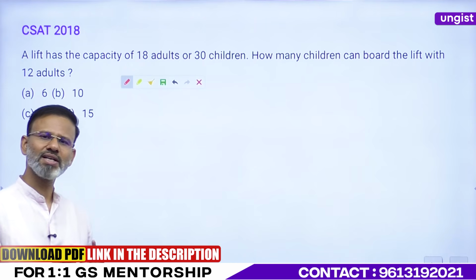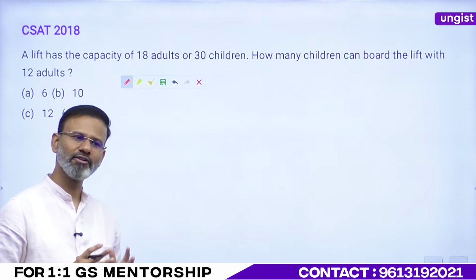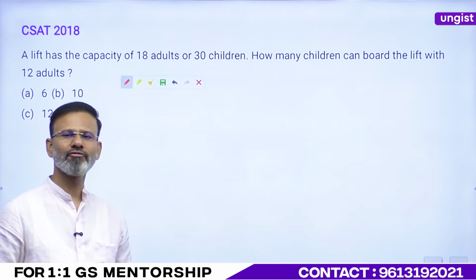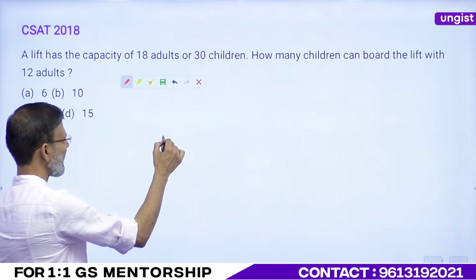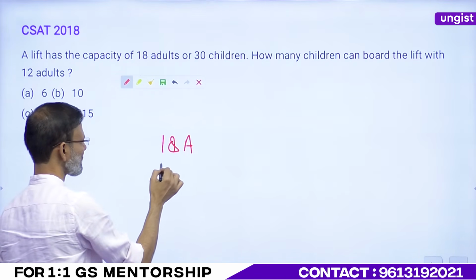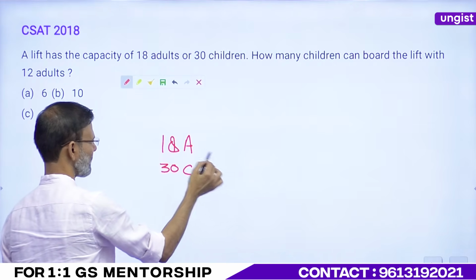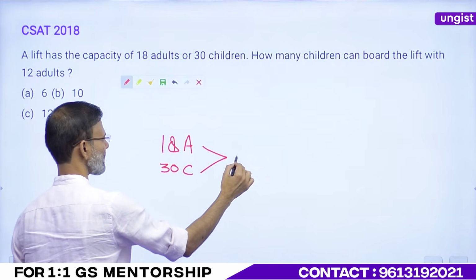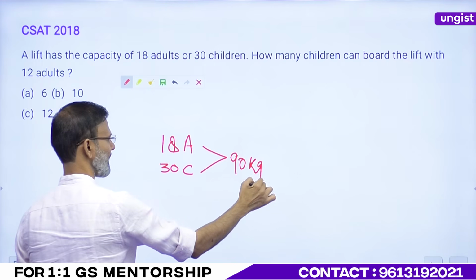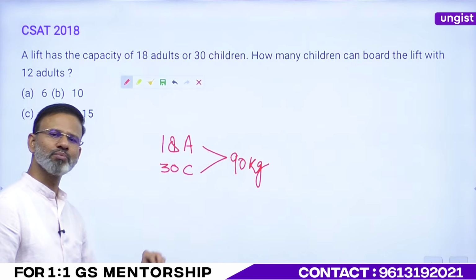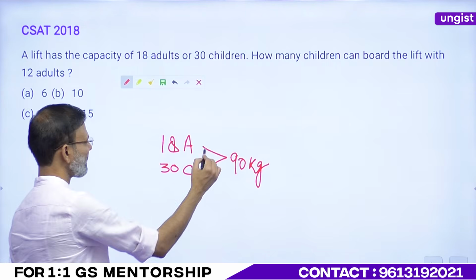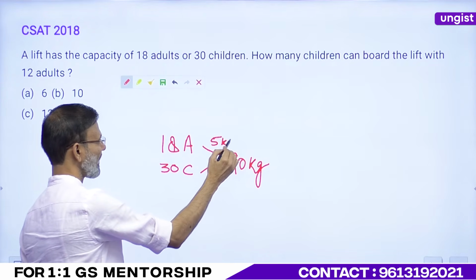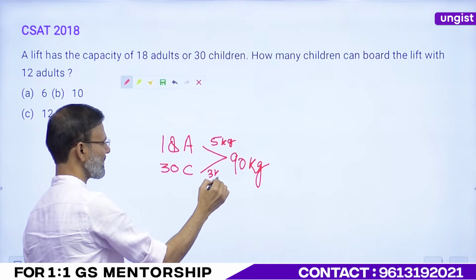Now, the next question was asked in 2018. The next question is saying a lift has the carrying capacity of 18 adults or 30 children. Okay, so let's take the LCM of these numbers, 18 and 30. The LCM is 90 kg. So let us assume the carrying capacity of the lift is 90 kg. Okay, so the weight of one adult is 5 kg and the weight of one child is 3 kg.